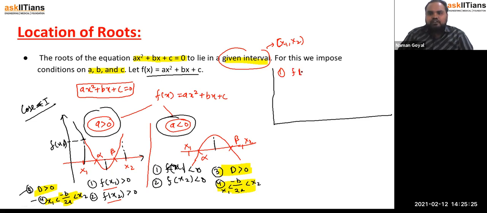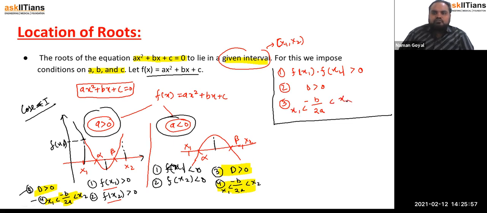f of x1 multiplied by f of x2 should be positive. Second is what? D is positive. And third is what? Minus b upon 2a should be greater than x1 and should be less than x2.